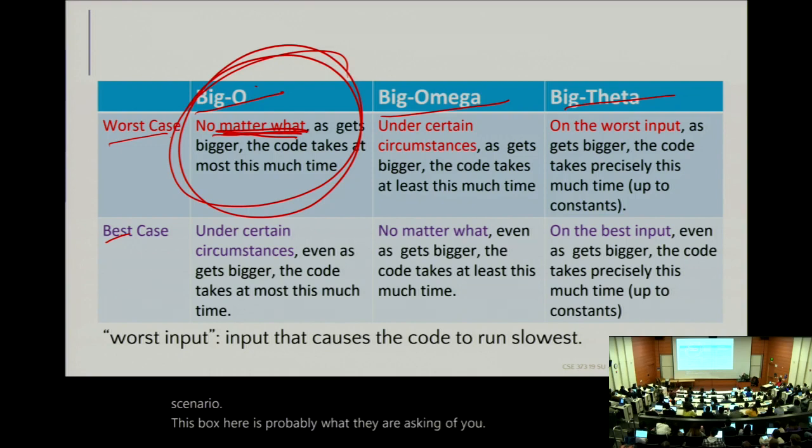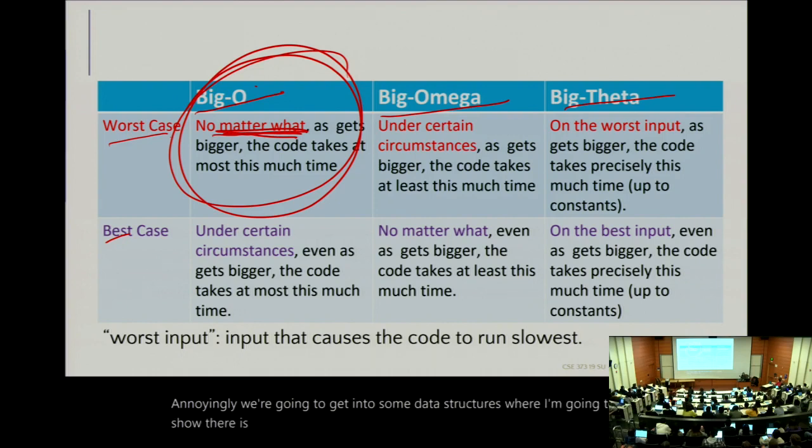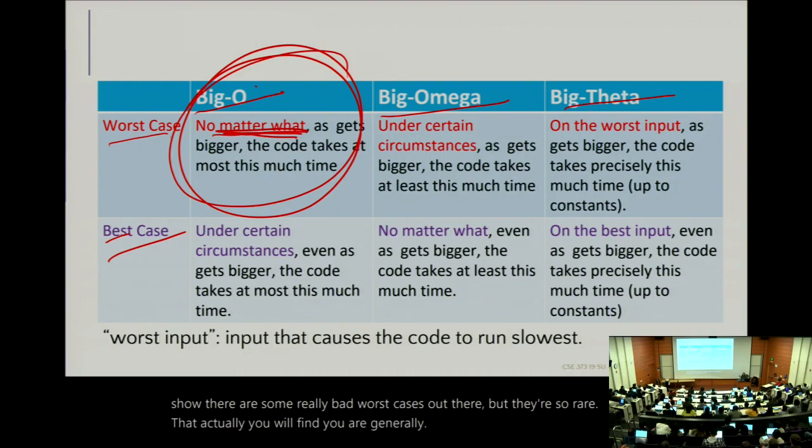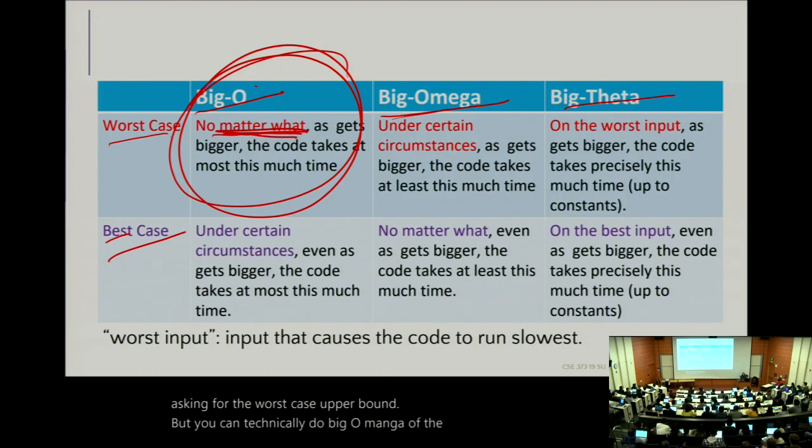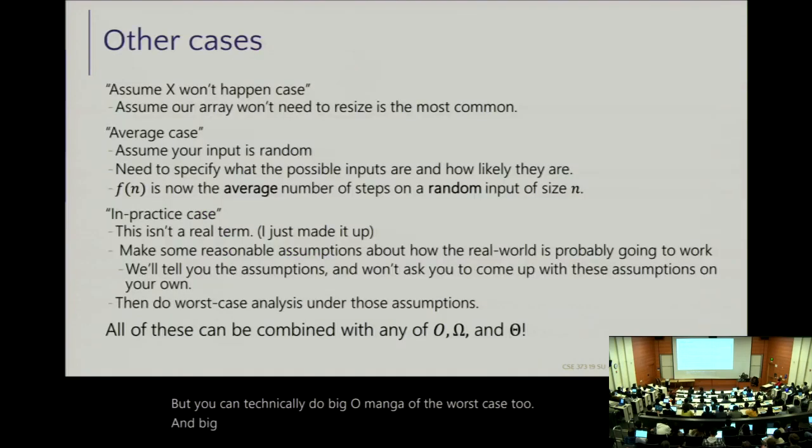Now, annoyingly, we're going to get into some data structures where I'm going to show you that there are some really bad worst cases out there, but they're so rare that you will find you are generally expecting the best case scenario instead. And I promise I will call them out for you. But this is also me just trying to clarify these terms once you leave school so that we can all have this shared language. So most often if you're in an interview and people are asking you to analyze your code, they're asking for the worst case upper bound. But you can technically do big omega of the worst case too, and big omega of the best case.